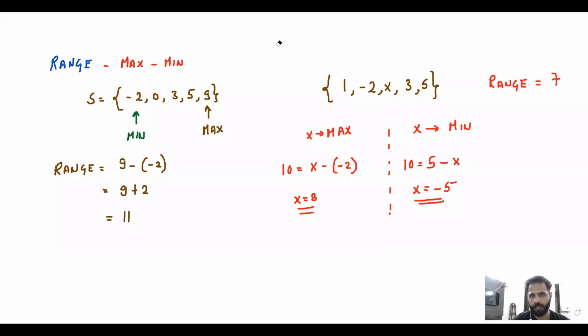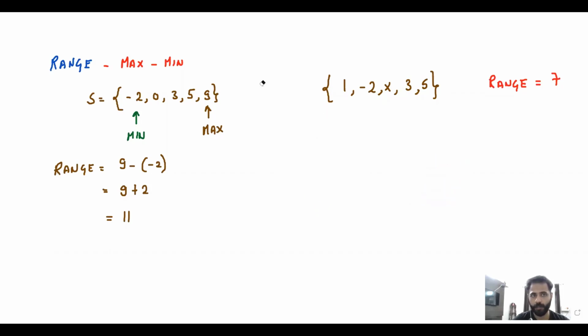Now, if you do not consider x in this set, still the range is 7. That means x is not impacting the range. That means the maximum is still 5 and the minimum is still -2. What does that mean? That x has to lie between 5 and -2, because the maximum is still the 5, the minimum is still the -2. But wait a minute, it can also be equal to -2 and 5. Otherwise, you'll make a mistake.